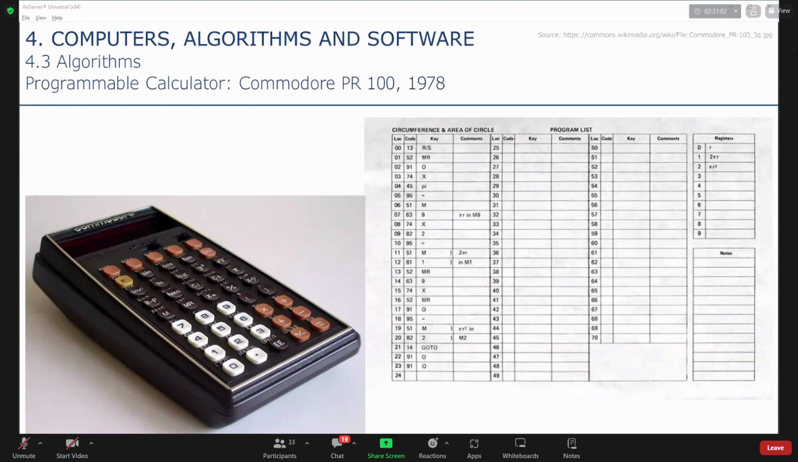And you can see there, for example, in this list over there, it came with a sheet of paper where some algorithms had been defined. So, for example, the code 45 was calculating pi. So there was a function stored at code 45, which was calculating pi. And there had been empty keys as well, or empty codes. So empty cells where you could store a program, where you could store your own algorithms.